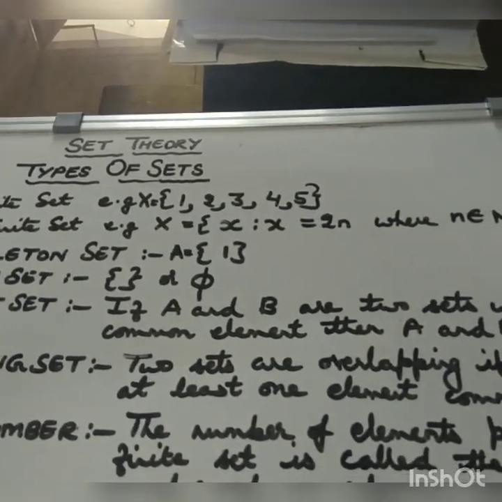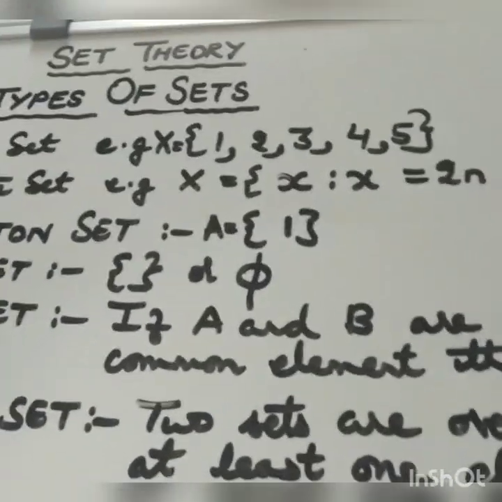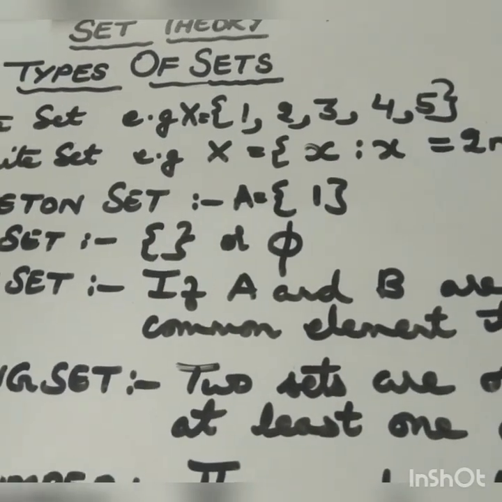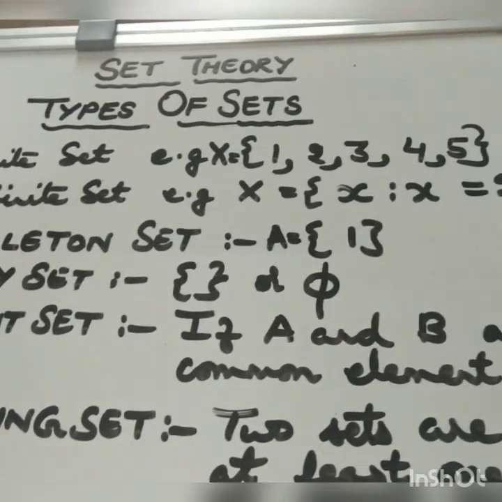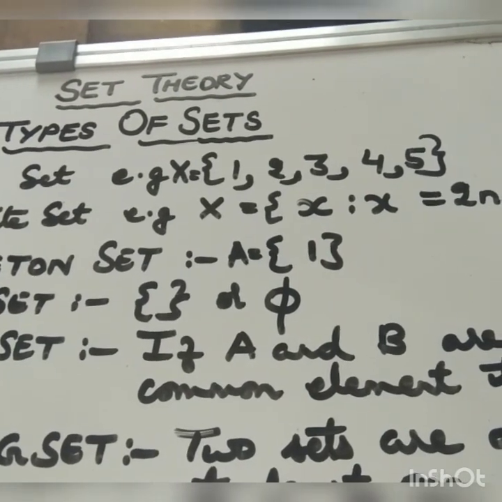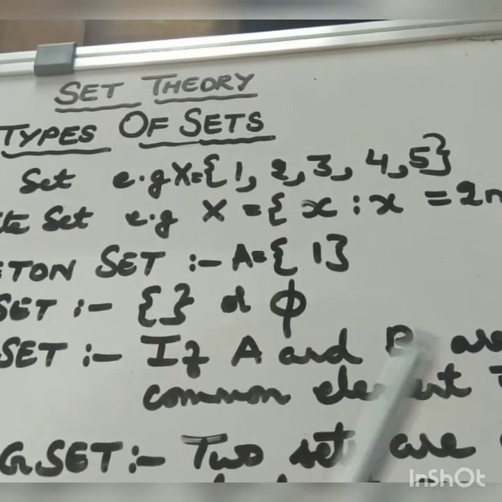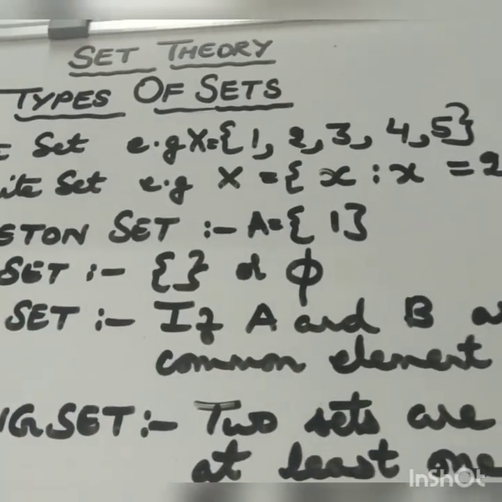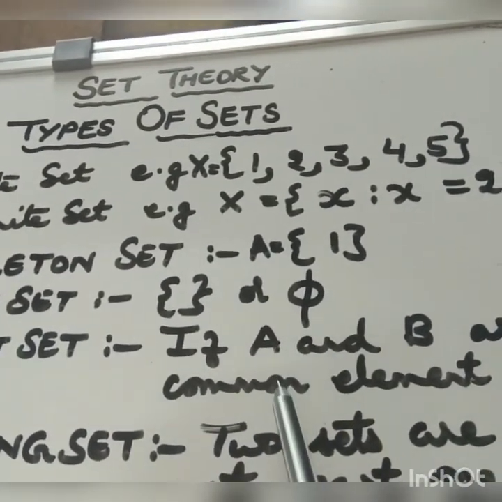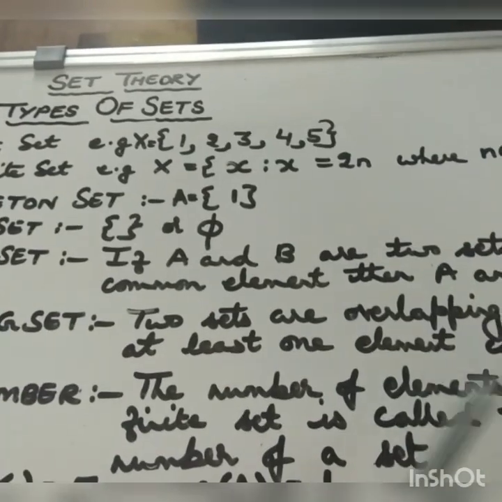Now comes singleton set. Singleton set is where number of elements in a set is only one. Single element is there, then we call it singleton set. Empty set, when there is no element in the set, we represent it either with the empty curly brackets or phi. Now don't write phi inside psi. That becomes an invalid empty set. Disjoint set, any two sets when they don't have anything in common, then they are said to be disjoint. And when there is at least one element common, then we call it overlapping set.